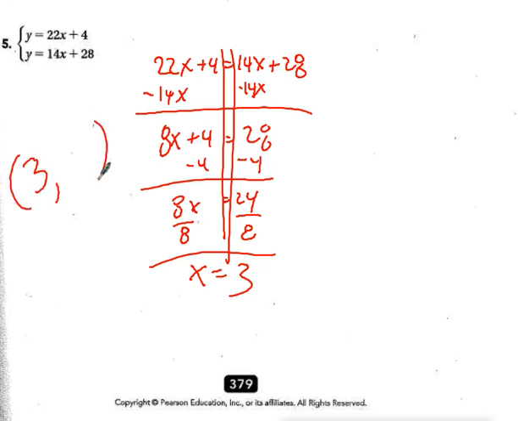So half my answer is 3. Let's plug 3 in. 3 times 22 is 66. So I have 66 plus 4, well, that equals 70. So these lines cross at (3, 70).